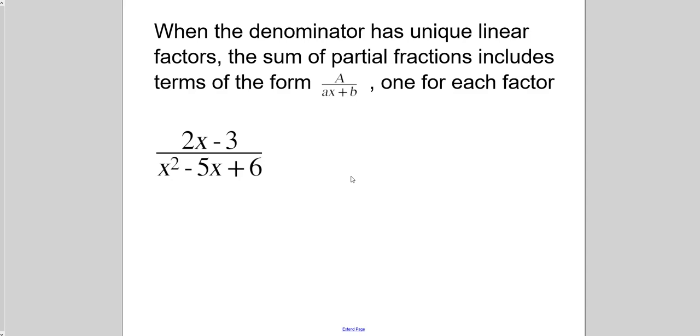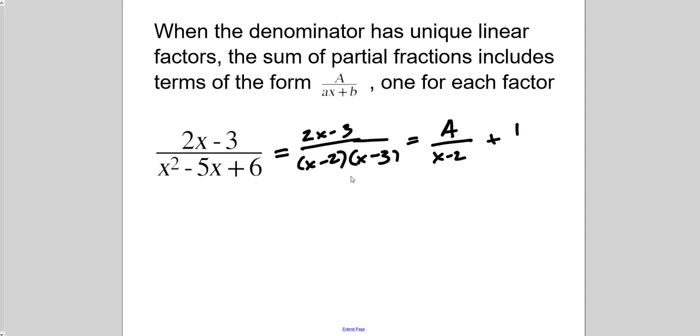So here's an example. So here we have 2x minus 3 divided by x squared minus 5x plus 6. So first step is to factor the denominator, and we have 2x minus 3 over x minus 2 times x minus 3. Those are the factors. And what I assert is this can be written as some number a over x minus 2 plus some number b over x minus 3.